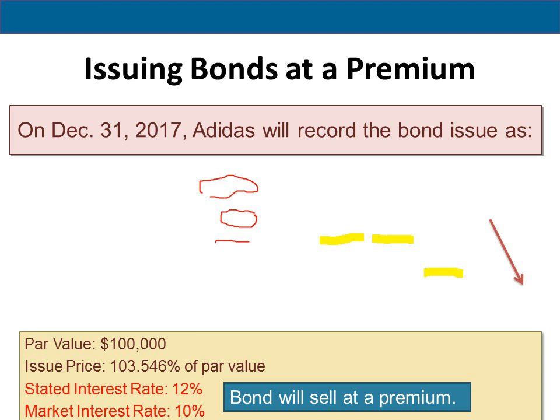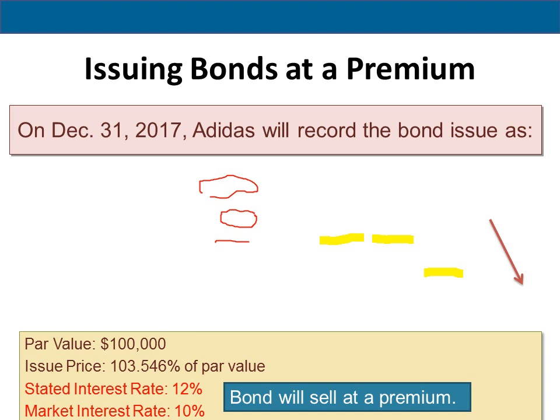So this will make the investors in the market think that this is a very good chance to invest their money, because they will get more interest if they invest their money in this company compared to any other bond. So this will make the investors pay extra money to acquire them. So we will call this: the bonds will be sold at a premium.